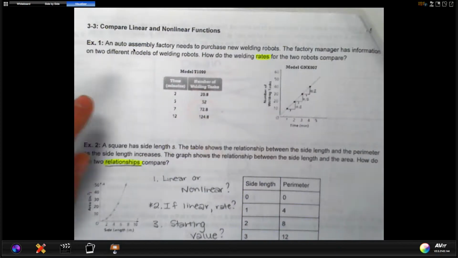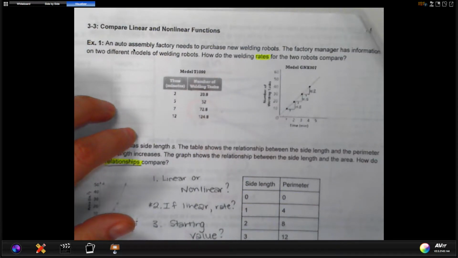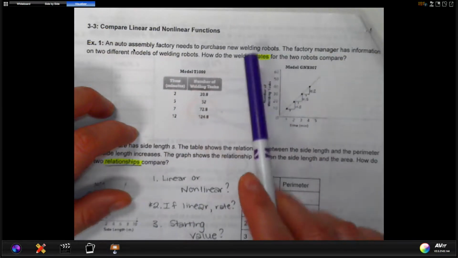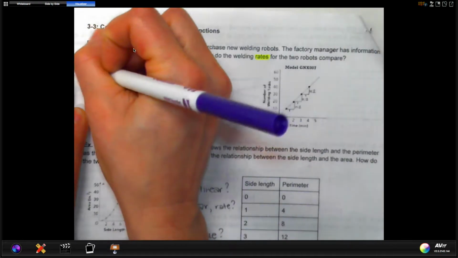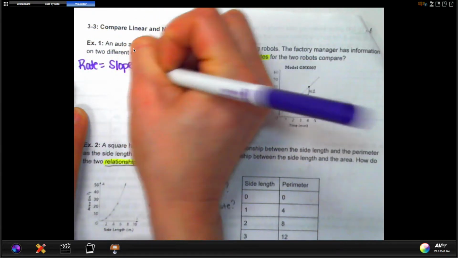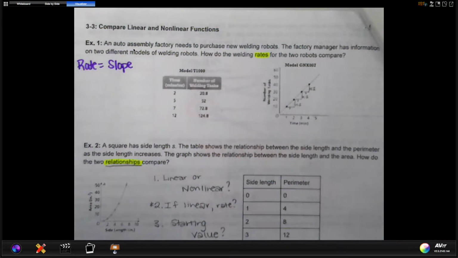So, an auto assembly factory needs to purchase new welding robots. The factory manager has information on two different models of welding robots. How do the welding rates for the two robots compare? Okay, let me remind you that rate also means slope. And so, in the last chapter, rate means slope. We learned how to find a slope. And actually, it's going to be the same way here, only we're going to have a lot of story problems here.